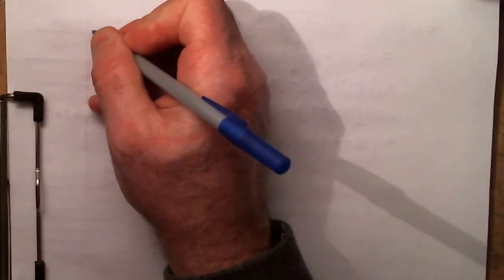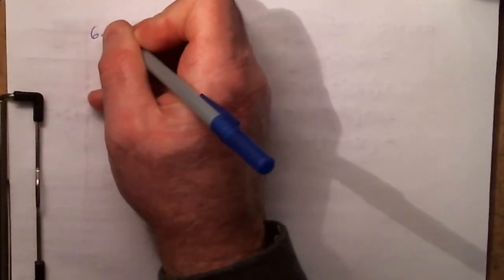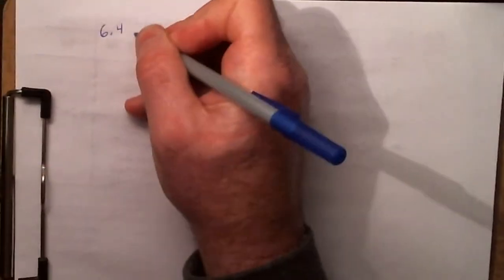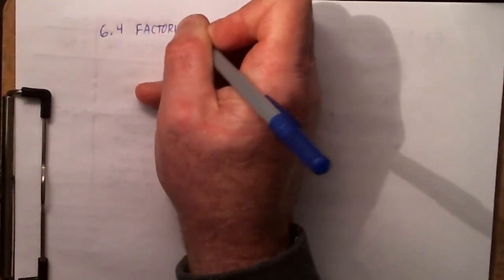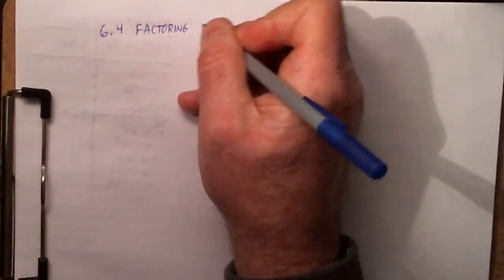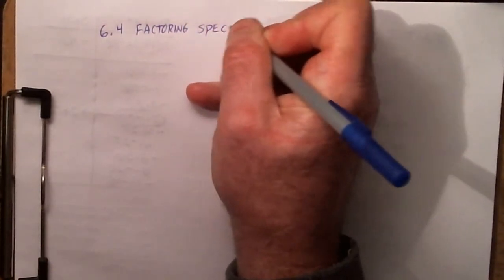Welcome back, everybody. Section 6.4 is the last section we are going to cover today, March 31st, Tuesday. This is entitled Factoring Special Types of Polynomials.